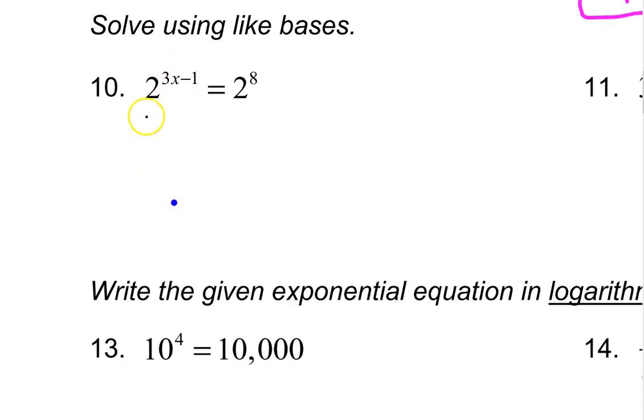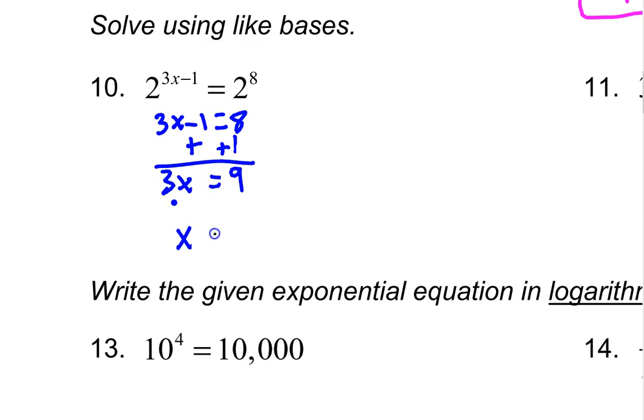So they have the same base, and we're trying to get these to be equal to each other. So it makes sense that if the bases are equal, we just need the exponents to also be equal. So we need 3x minus 1 to equal 8. So we just have a linear equation that we have to solve. We're very familiar with. So 3 times what is 9, and x equals 3. And the nice thing about these is you can always check your answer. Plug in 3, you'll get 3 times 3 is 9. 9 minus 1 is 8. So they are equal to each other.